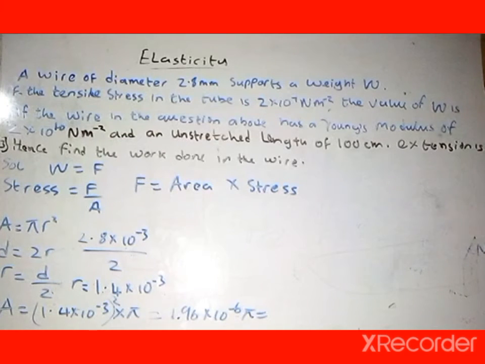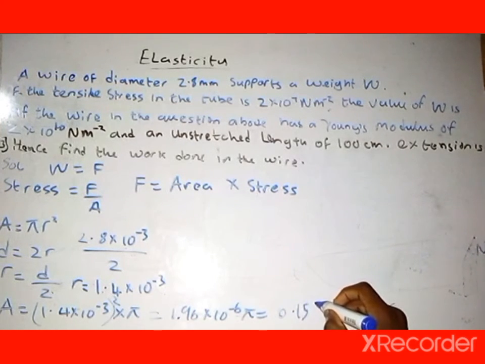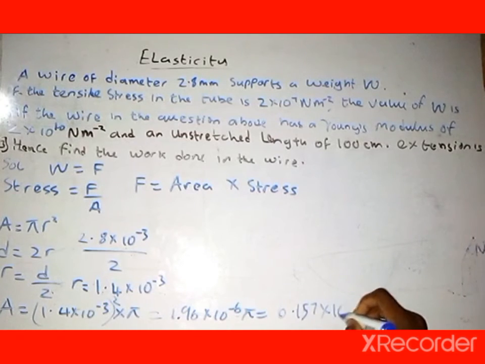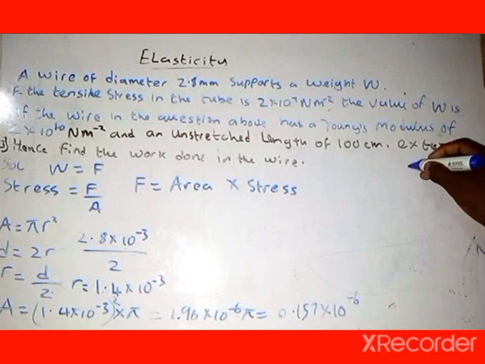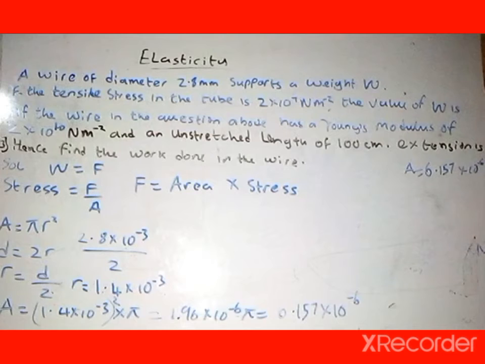So our area will now be equal to 6.157 times 10 raised to the power minus 6. Let's say this is our area. Now we are given stress and we've gotten our area now.